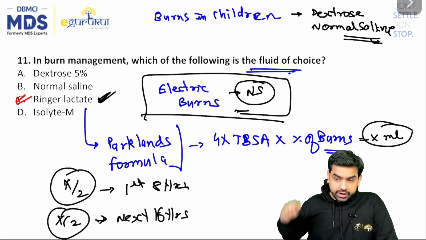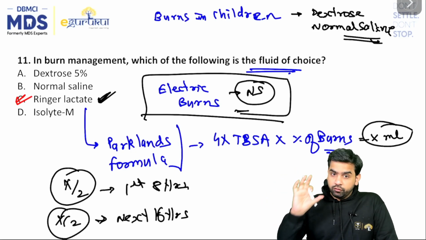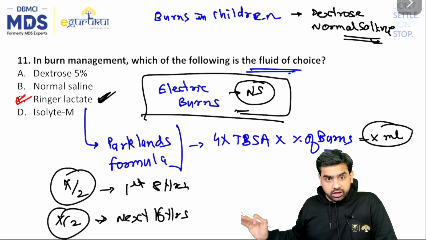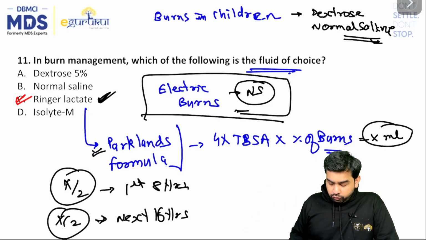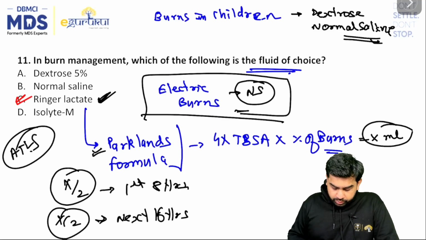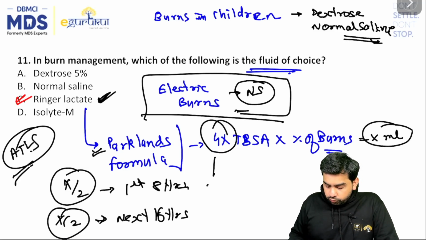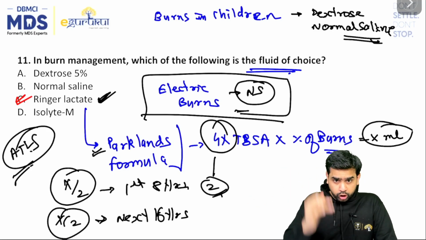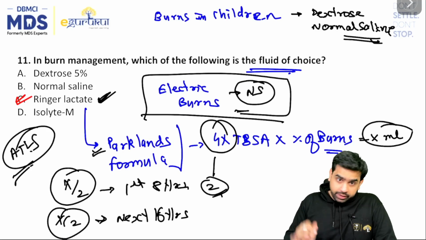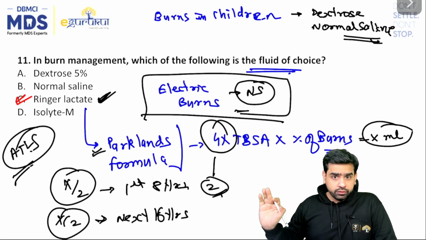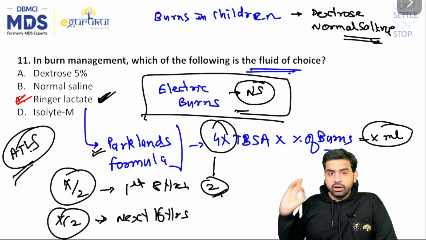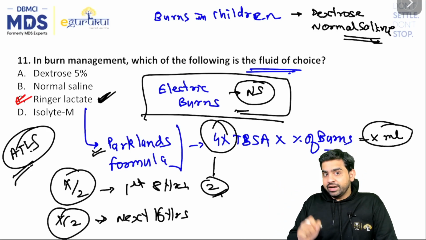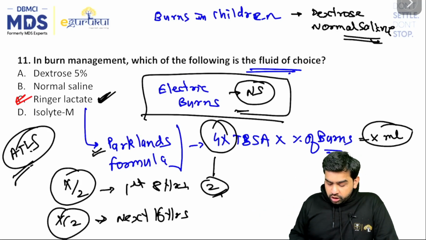4 into the total body surface area into the percentage of burns gives you the value of x ml. X by 2 has to be given in the first 8 hours, and the remaining x by 2 has to be given in the next 16 hours. Now this is based on Parkland's formula. We have also come up with the recent ATLS formula, in which we have replaced this 4 by 2. So if the question specifically asks how much fluid is needed according to the latest ATLS guidelines, then you have to use the formula 2 into the total body surface area into the percentage of burns. But if the question asks according to Parkland's formula, then it has to be 4 into the total body surface area into the percentage of burns. Do not forget this formula.